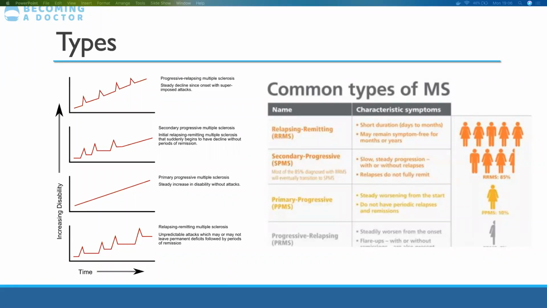And then the final one is progressive relapsing. Essentially this is when people have a very steady decline, but also have very distinctive attacks. This type is really, really rare. And this is a table that summarizes all of that, and these graphs, I think, show them quite well.